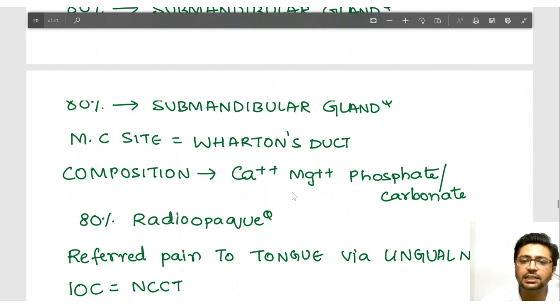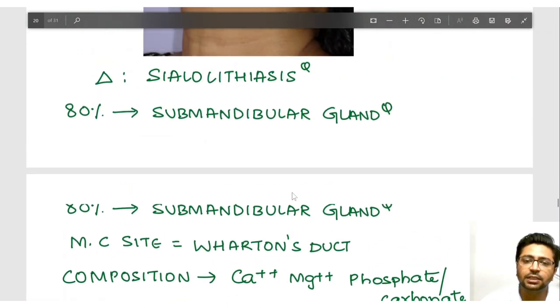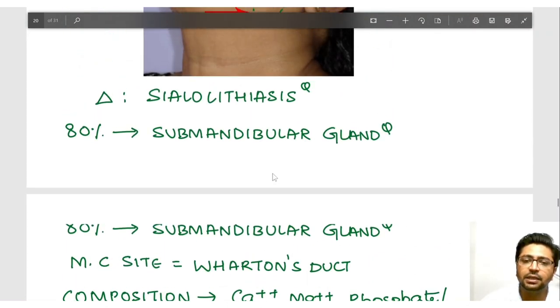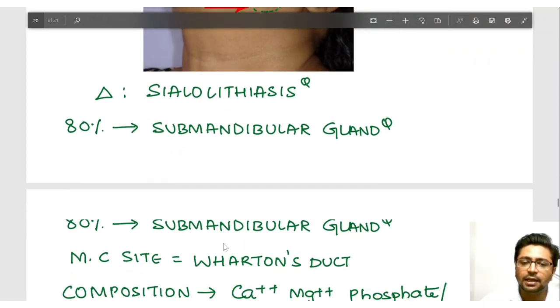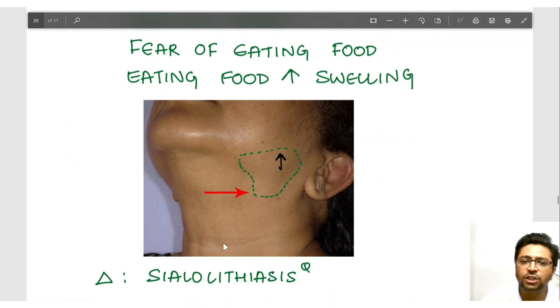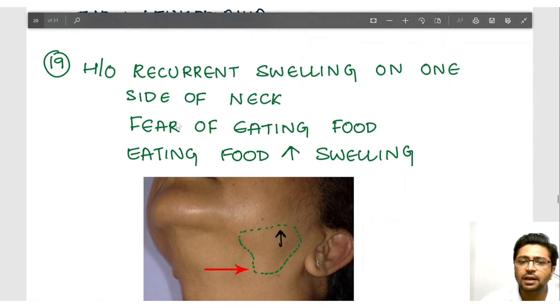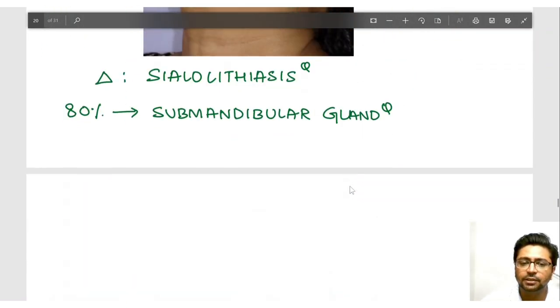Most common site is Wharton's duct. So if there is obstruction at the Wharton's duct, there would be an increase in size of the submandibular gland, and the patient would have excruciating pain. That's why the patient would have fear of eating food. Okay.